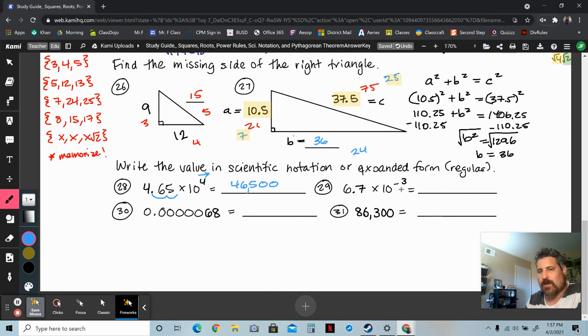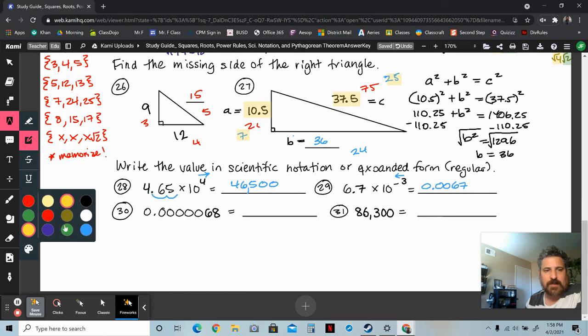When you are working with a power of 10 that is a negative exponent, it means you're dividing by that. This is dividing by 1,000 basically, right? So multiplying by 10 to the negative 3 is the same as multiplying by 1 over 10 to the 3rd, which is the same as dividing by 1,000. So really you're going to move the decimal place not 3 to the right, but 3 to the left. So when you move it past the 6 and then 2 more places, it's going to be 0.0067.